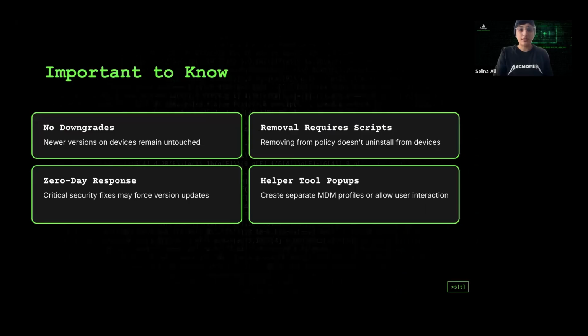Important things to know is pre-built apps will never downgrade an application. It's just, we don't do it. We assume the latest version is the most secure. We're not going to say, oh, in your policy, you have an older version and there's a new version installed on the machine. We're not going to downgrade it to that older version.